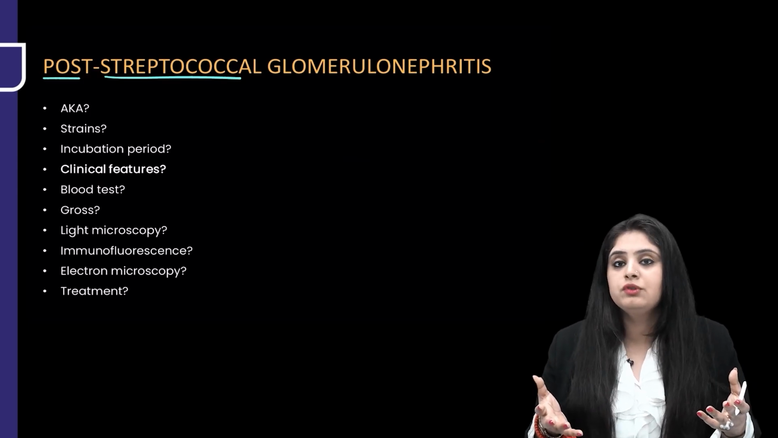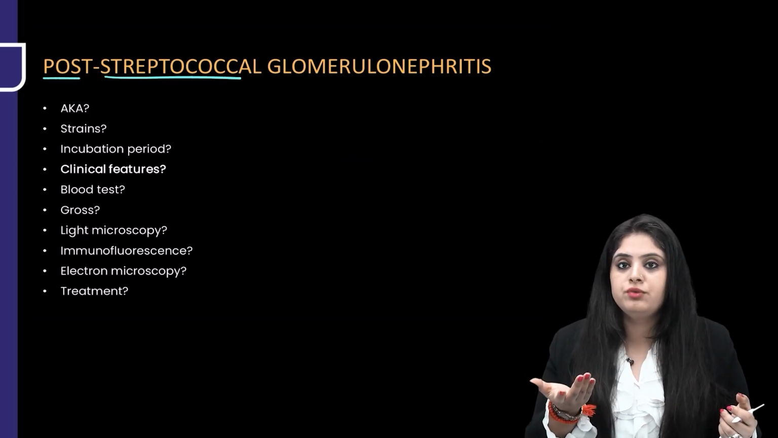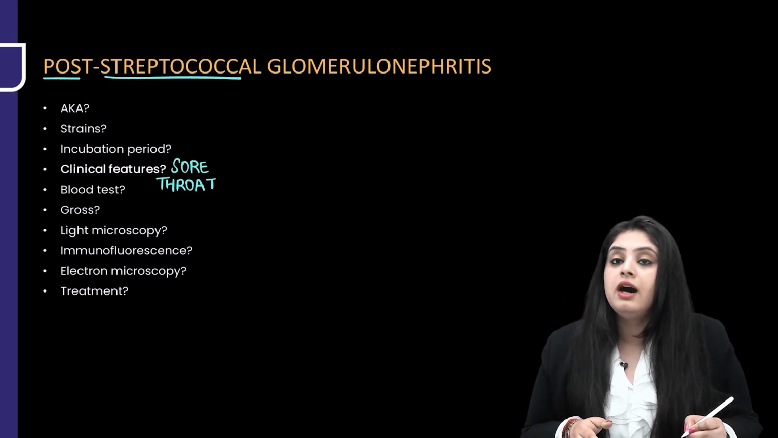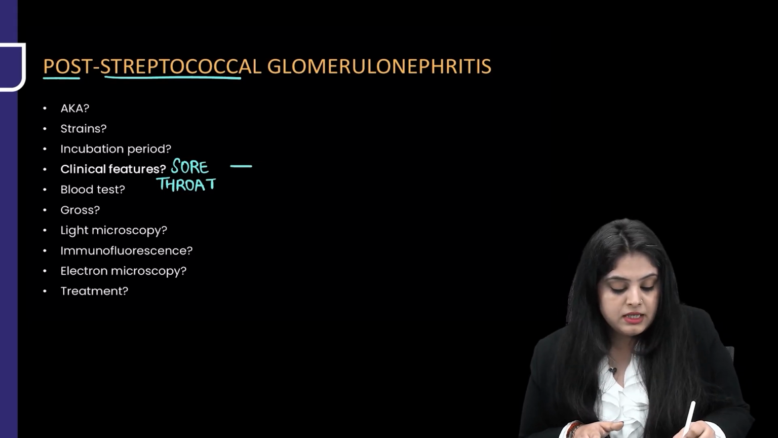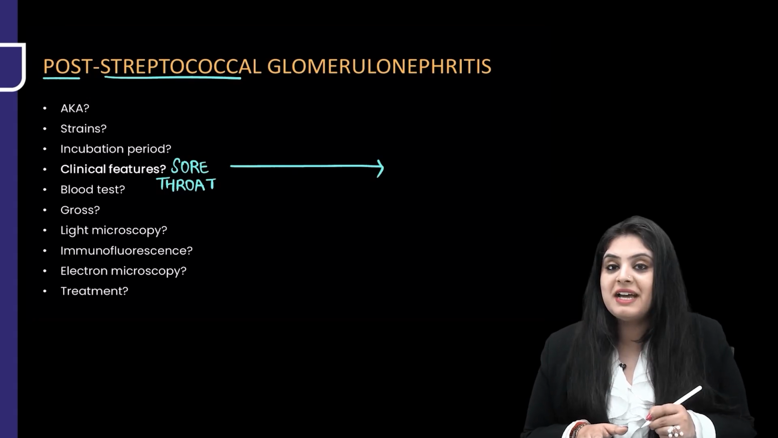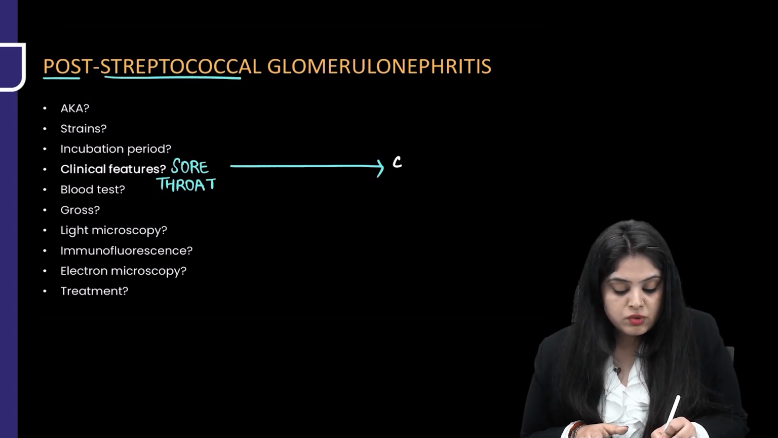What does streptococcus cause in a general population? Sore throat, pharyngitis. So the first thing that my patient is going to have will always be a sore throat. Now, after a sore throat, some timeline later, which you guys are going to tell me, there is a patient who now comes to you with cola color urine.